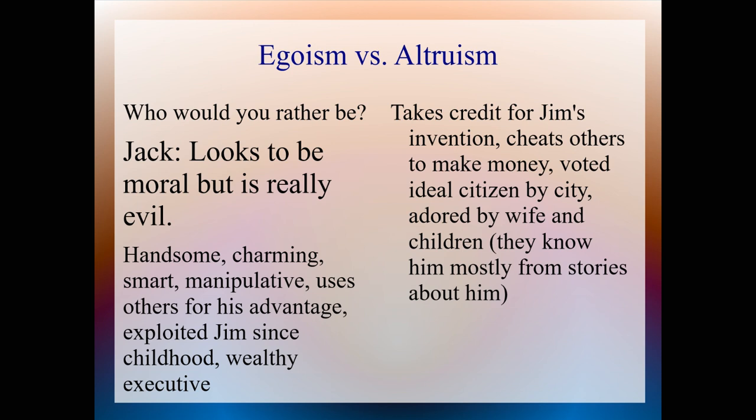So Jack is a person who looks to be moral, but he's really evil. He's a handsome person, he's charming, smart, but he's also manipulative. He uses others to his advantage. He's exploited Jim, who is his brother, since childhood, and Jack is a wealthy executive. Jack has taken credit for Jim's invention. He cheats others to make money, but his city voted him the ideal citizen. His wife and children adore him, but they are not really close to him. They don't really know him because he's not there much. But he's the kind of person that sweeps in with all kinds of gifts and things. If you get around him very long, you start to see through the facade, but if you just see him occasionally, he looks like he's a good person.